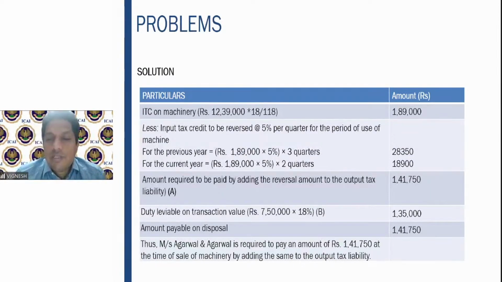So once you remove this, you will get 1,41,750. Okay, 1,41,750 is the ITC which has to be paid by reversal. Duty paid on the transaction value, 7,50,000 into 18%, is 1,35,000. Whichever is higher, A or B, whichever is higher. So 1,41,750 needs to be paid by Messrs. Agarwal at the time of sale of the machine.